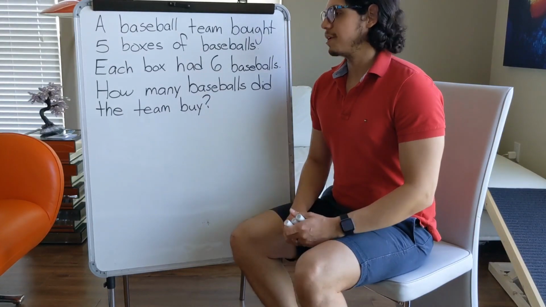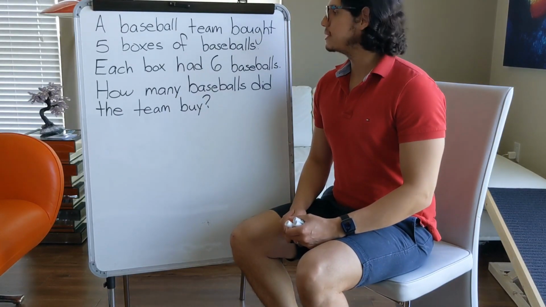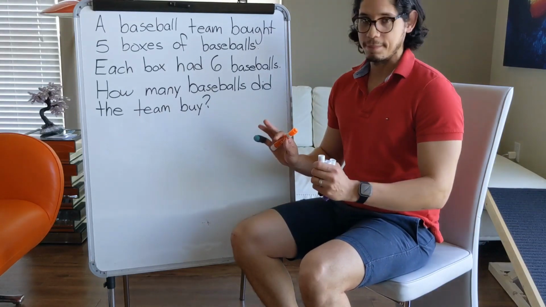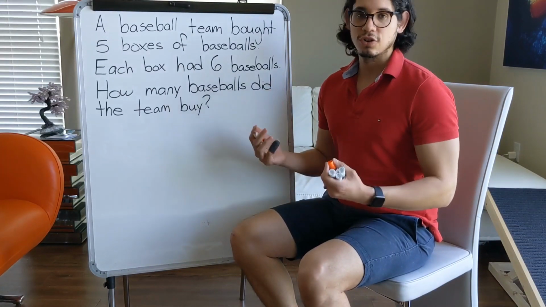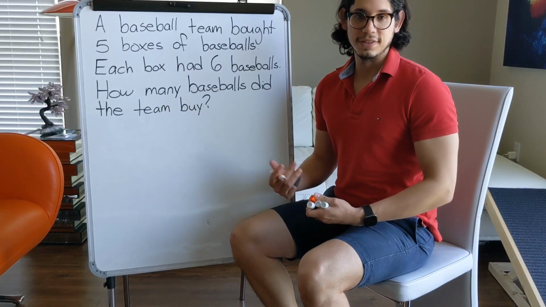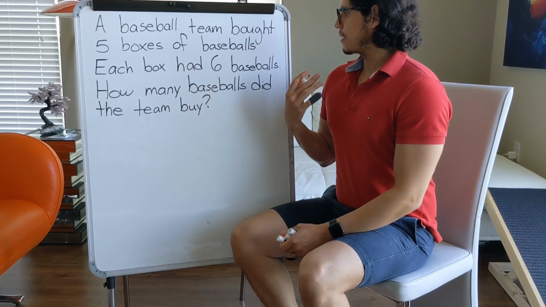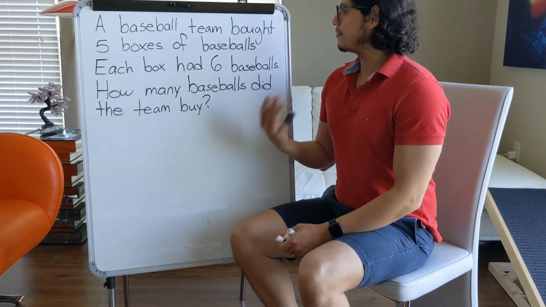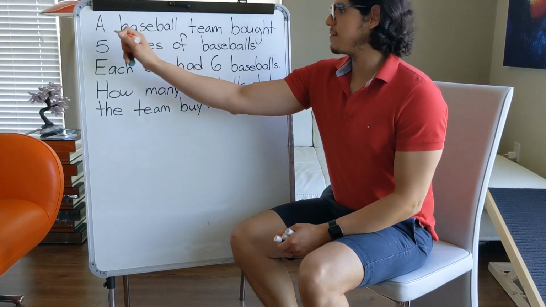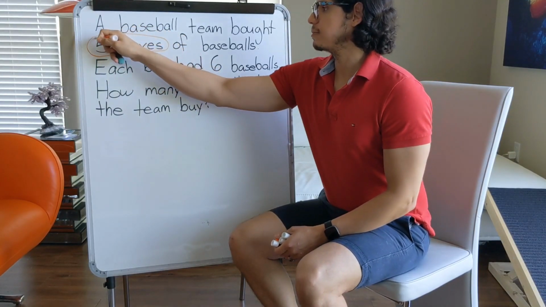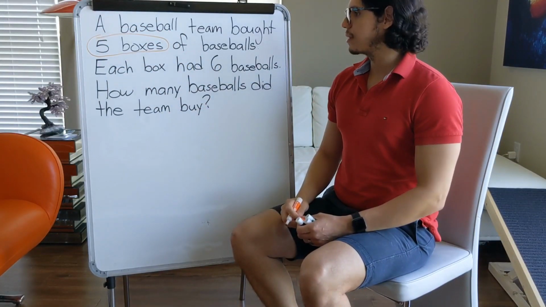So let's take a look at this problem. A baseball team bought 5 boxes of baseballs. Stop. I'm going to circle any important information that this problem gave me in this sentence. So I feel like when a baseball team bought 5 boxes of baseballs, I know that I have 5 boxes, right? 5 boxes of baseballs. So I'm going to circle that.